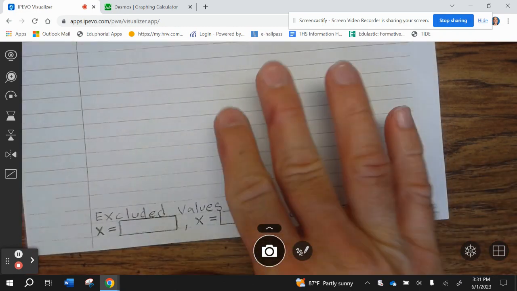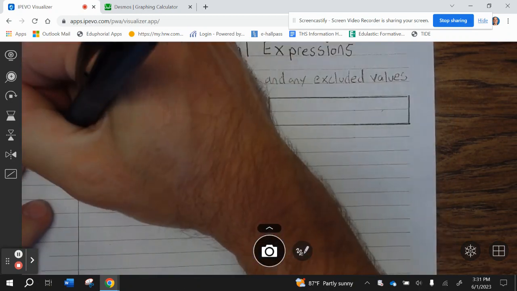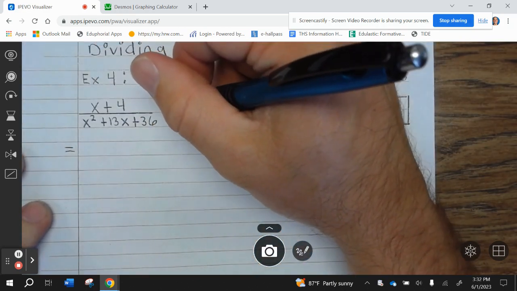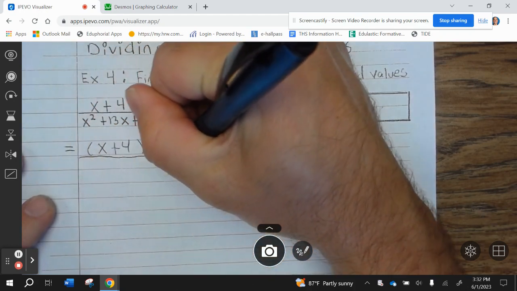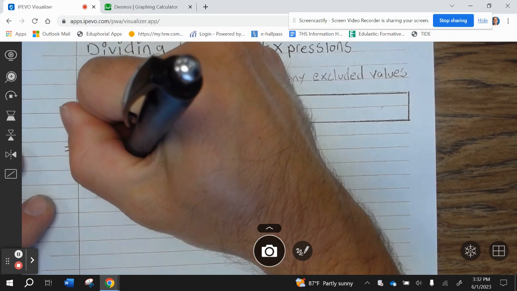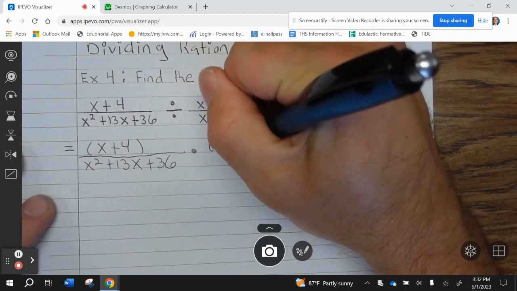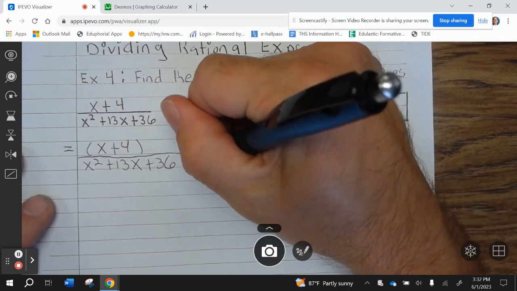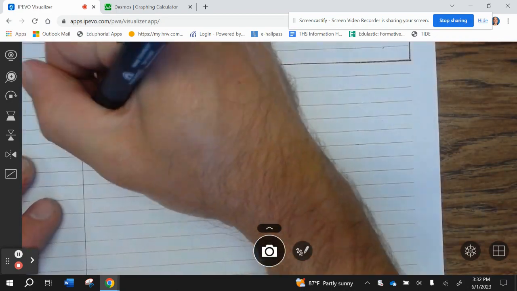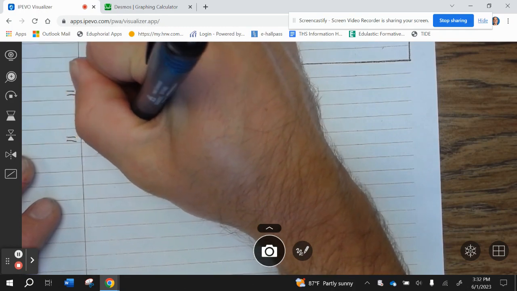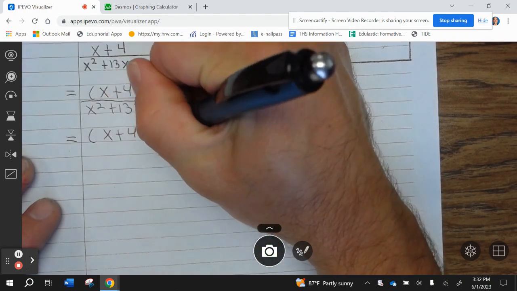All right, let's take a look at the last example, example 4. So we're going to flip and multiply. So that's, I'm going to go ahead and put that in parentheses, x plus 4 divided by x squared plus 13x plus 36, times, in parentheses, x minus 9 divided by x squared minus 81. All right, so then that's equal to parentheses x plus 4. And we can just go ahead and put the x minus 9 next to it.